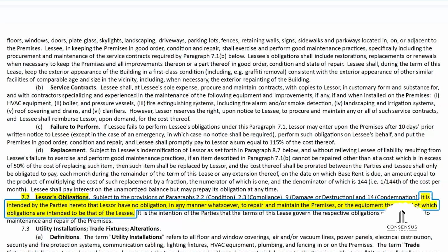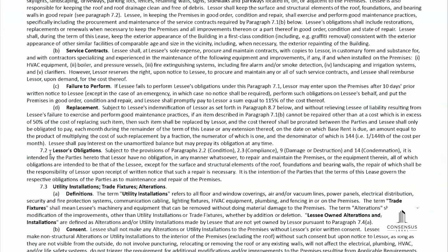And now let's flip to the gross lease and compare what the gross lease says in 7.2. So this is the same provision, 7.2. It's a little longer. It's 5 lines, you can see here. And it starts out the same. It is intended by the parties hereto that lessor have no obligation in any manner whatsoever to repair and maintain the premises or the equipment therein, all of which obligations are intended to be that of lessee. So it starts out the same, but then it has this key provision, except.